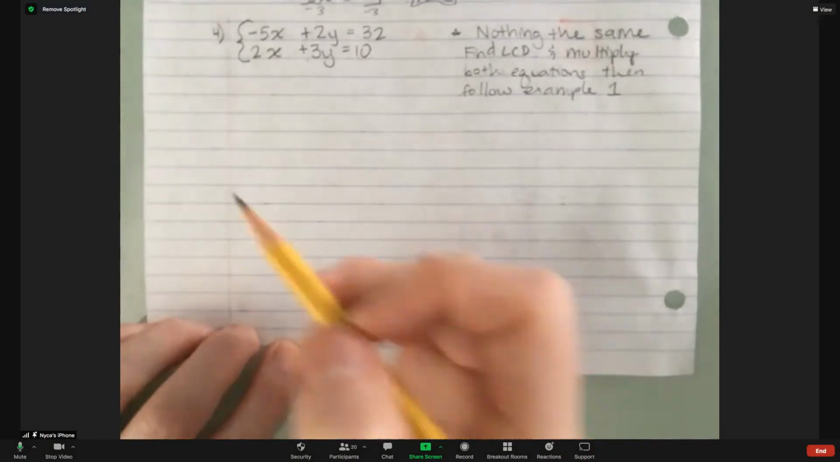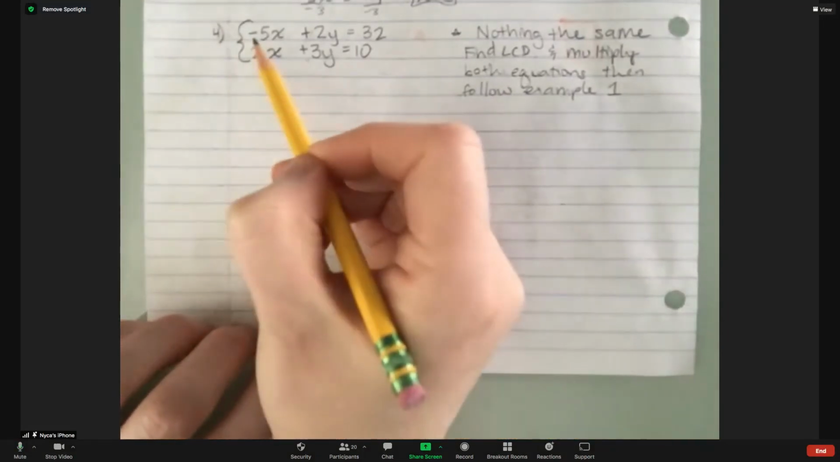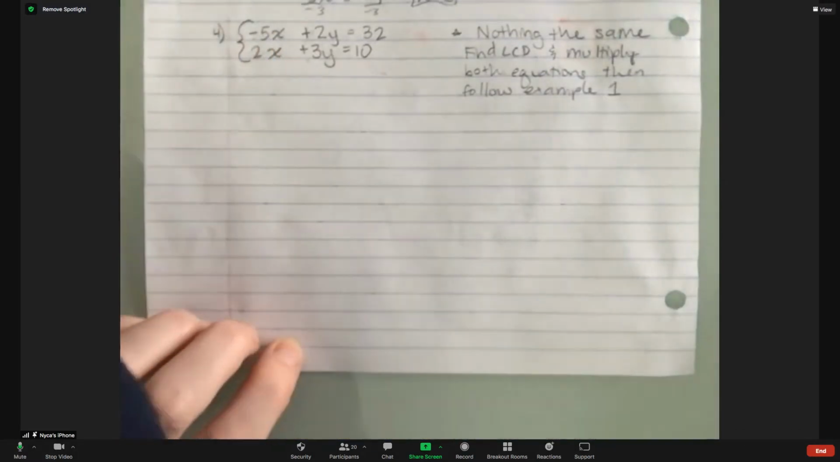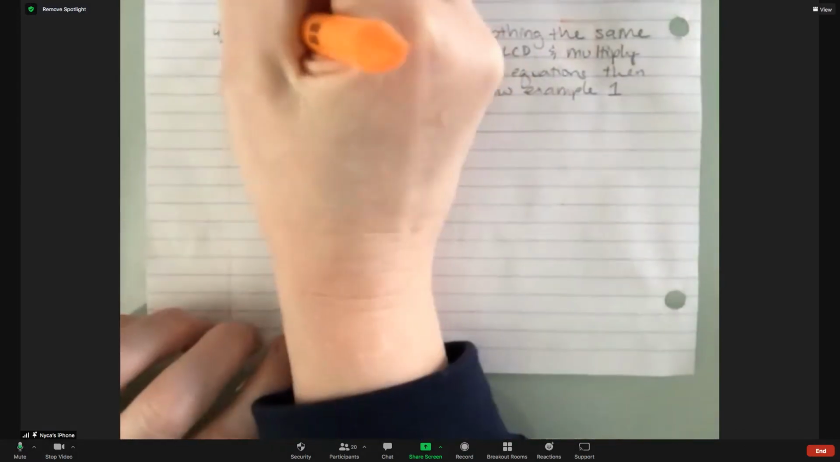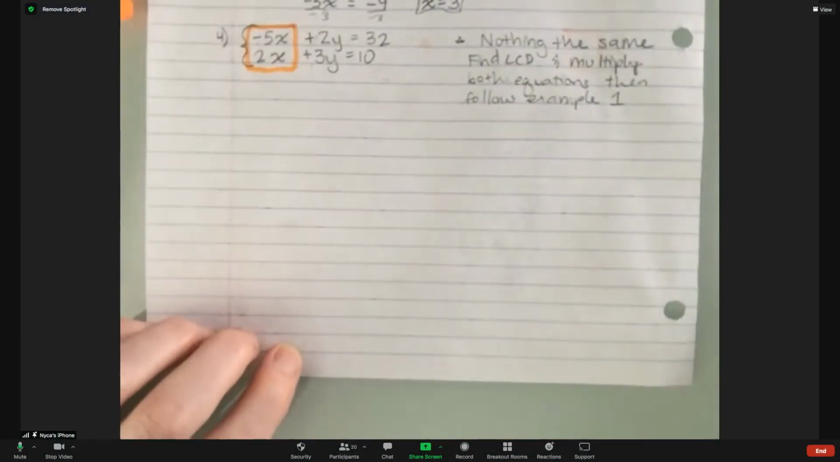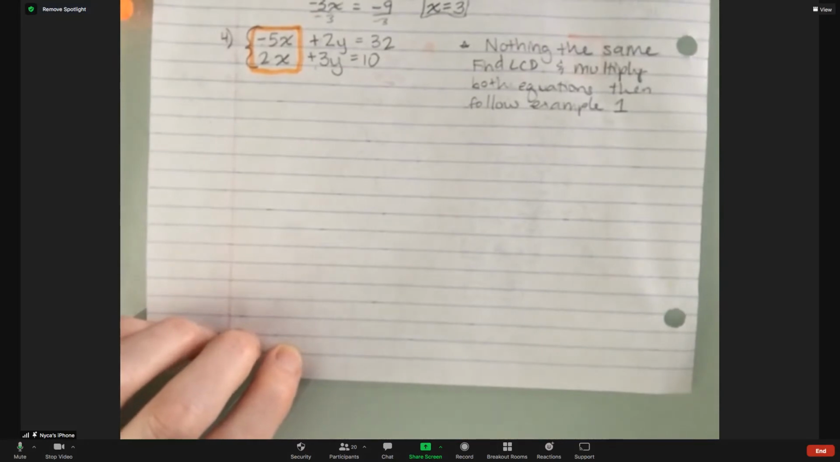So what I'm going to do is pick the easiest route. I notice that these have opposite signs, so I'm going to focus on those. If there wasn't a pair that had opposite signs, all you have to do is remember to multiply one equation by a negative and the other one by a positive. That way they have opposite signs. But right now I spotted opposite signs.